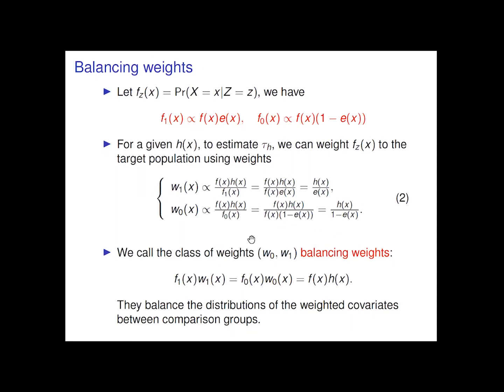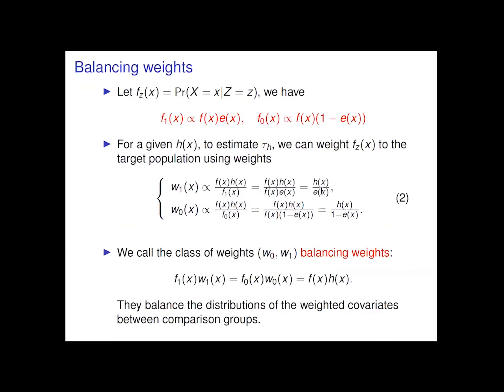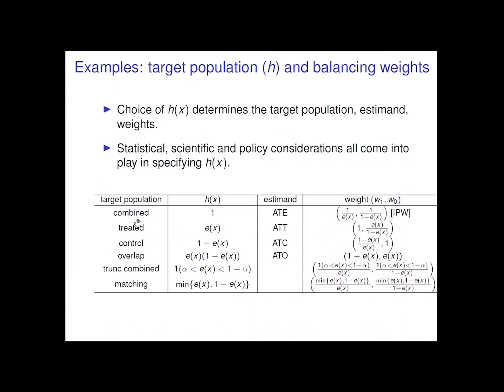Okay, so the key thing is, what are the h people use? Well, think of h as 1. That is essentially saying that the target population is represented by the observed sample. Then when h is 1, what are its weights? It's the IPW, the Horvitz-Thompson weight, right? But we all know that's not interesting.